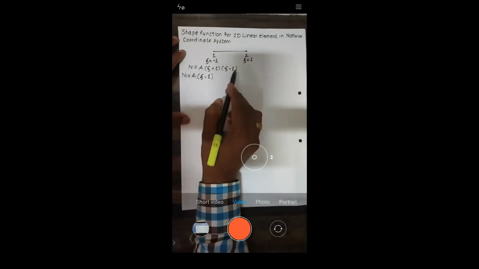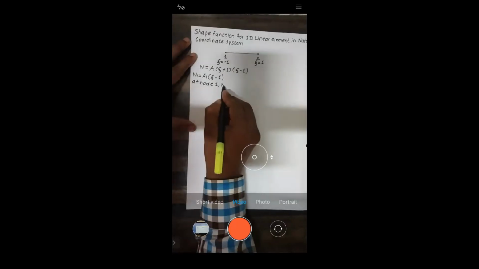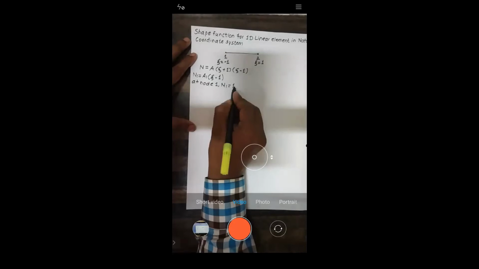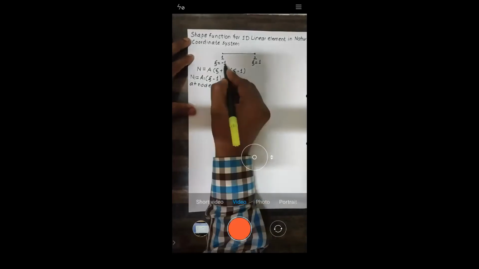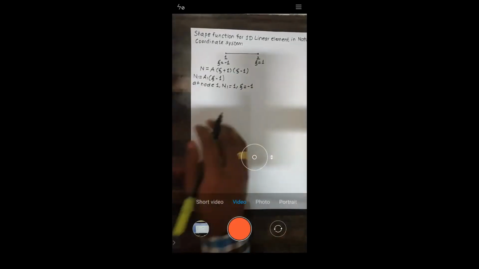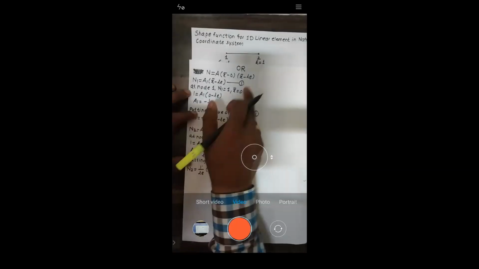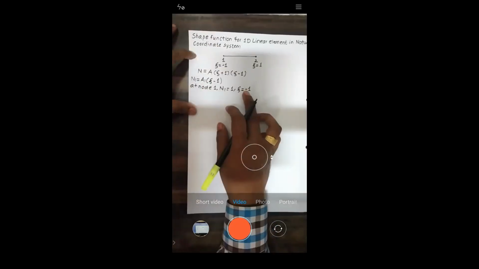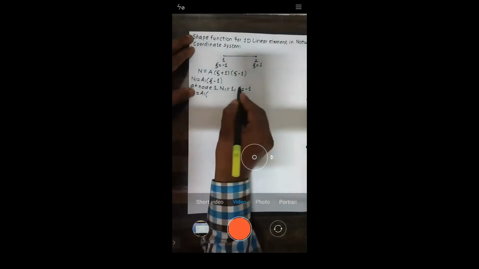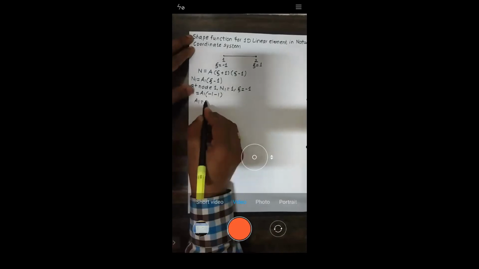Now here you start. At node 1, what is the value of N1? Obviously it is 1, right? And what is the value of zeta at node 1? It's minus 1. Initially it was x. At node 1, we used to put the value of N1 and x because x was the coordinate. Here, zeta is the coordinate, so we need to put the value of zeta. So N1 is equal to 1 is equal to A1 into minus 1 minus 1. So what value of A1 will you get? Minus 1 by 2. Is it okay?